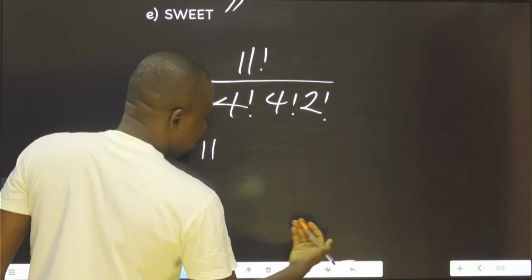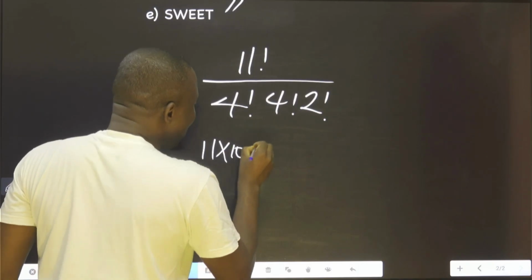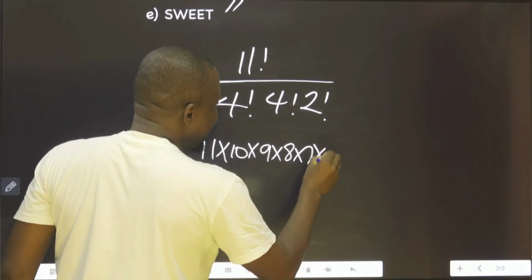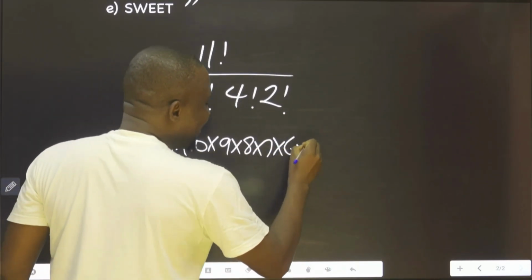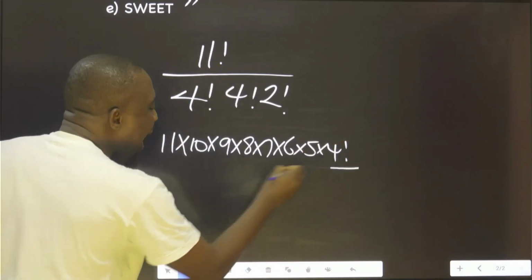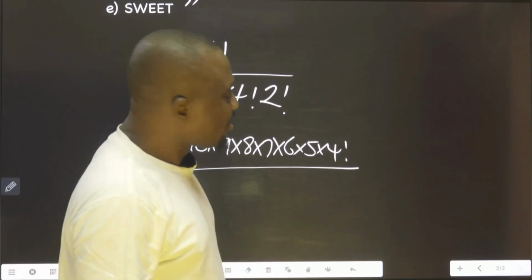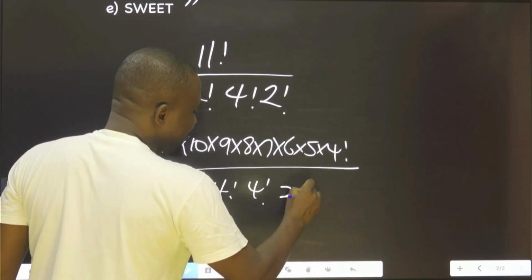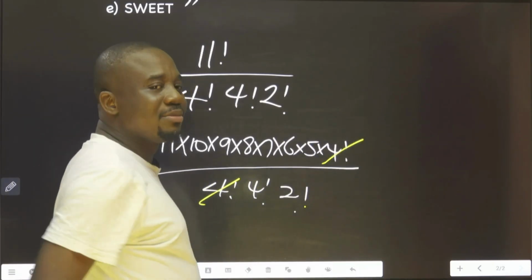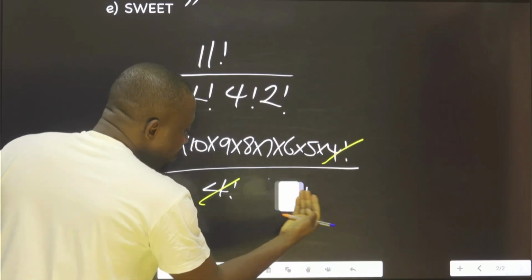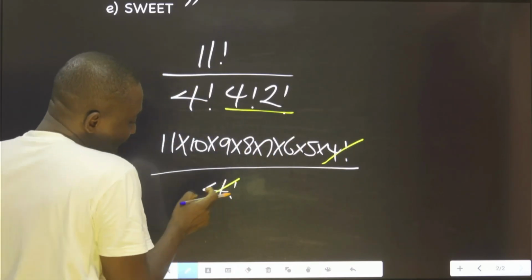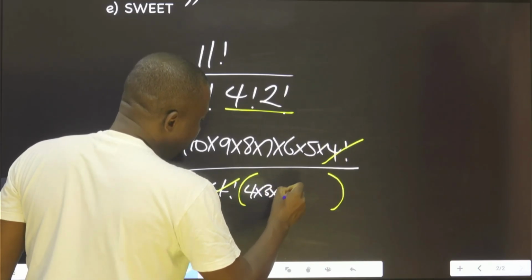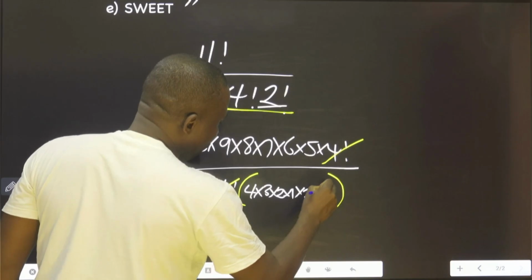So now, you simply do what? 11 multiplied by 10, multiplied by 9, multiplied by 8, multiplied by 7, multiplied by 6, multiplied by 5, multiplied by 4 factorial. Why did you stop? Because I saw 4 factorial here. So it means 4 factorial over 4 factorial times 2 factorial. So this and this will cancel. The remaining one, because I know that this and this will cancel, I can express as 4 multiplied by 3 multiplied by 2 multiplied by 1. Therefore this is multiplied by 2 multiplied by 1.